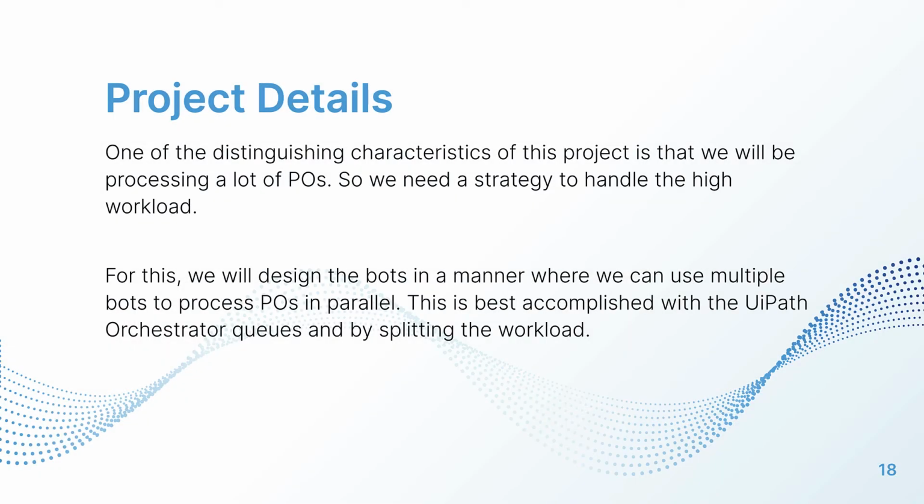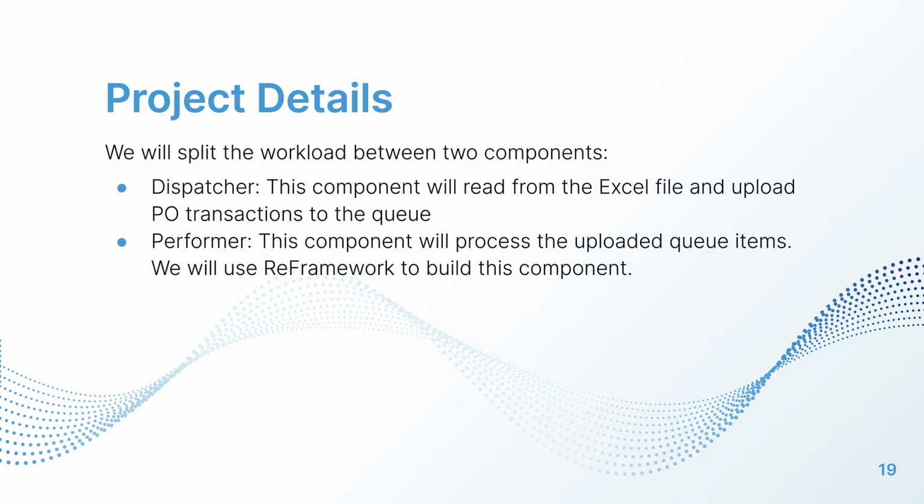One of the distinguishing characteristics of this project is that we assume we will be processing a lot of purchase orders, so we need to have a strategy to handle this high workload. And for this, we will use the dispatcher performer model, as I mentioned before. Specifically, the dispatcher will read from the Excel file and upload the purchase order transactions to the orchestrator queue. And we will use the ReFramework template as the performer that will take each transaction from the queue and process them.